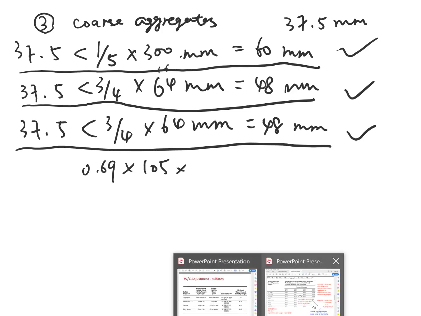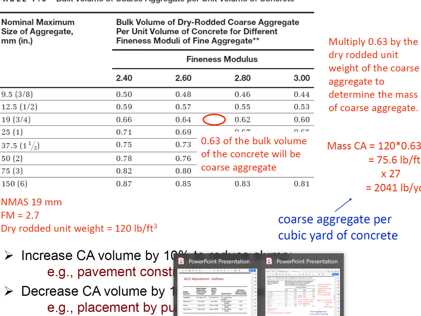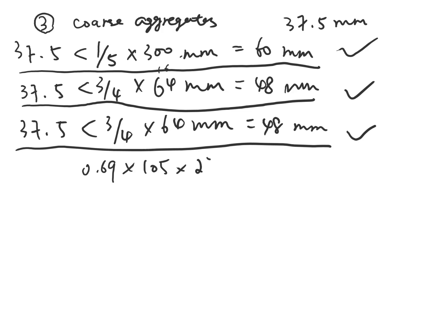and then we want to change the unit. So you can see from this slide, we want to change the unit from pound per cubic foot to pound per cubic yard. So we need to times 27. So if you calculate this value, it's 1956 pound per cubic yard of concrete. So we need 1956 pound of coarse aggregates per cubic yard of concrete.